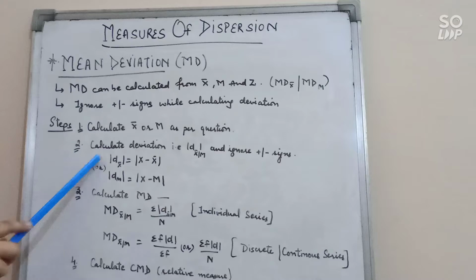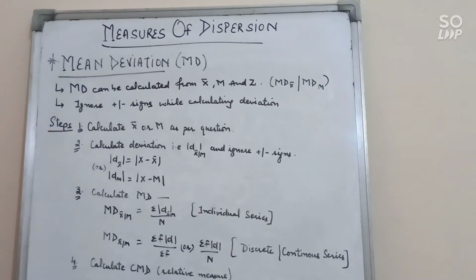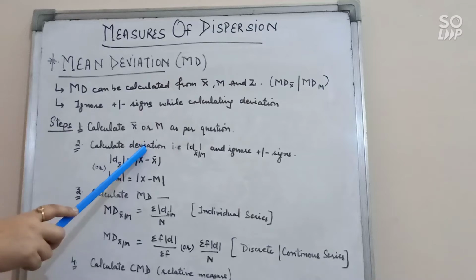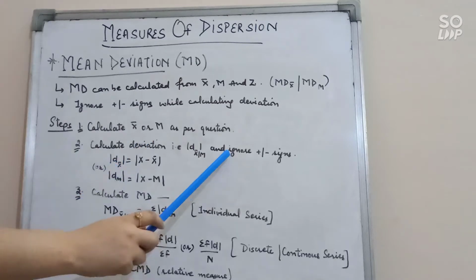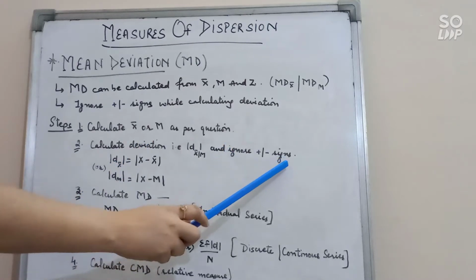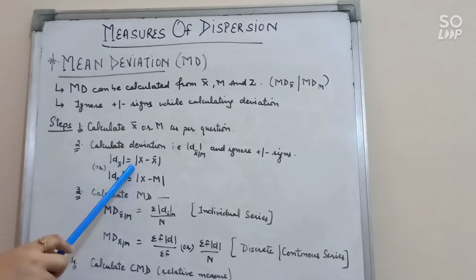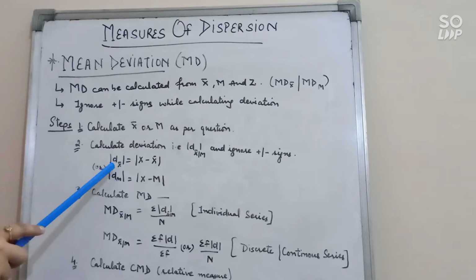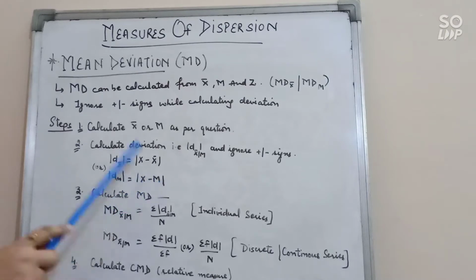Second step, calculate deviation. So deviation is the difference between two things. Deviation can be calculated with the help of mean and median. The sign of deviation is D. Under this we will ignore plus and minus signs while calculating deviation, so you will use this absolute sign. So D is equal to, the formula of deviation is, if you are calculating from mean, then x minus mean, and if you are calculating from median, then x minus median.